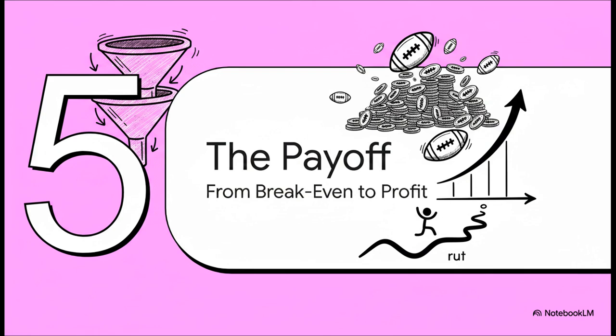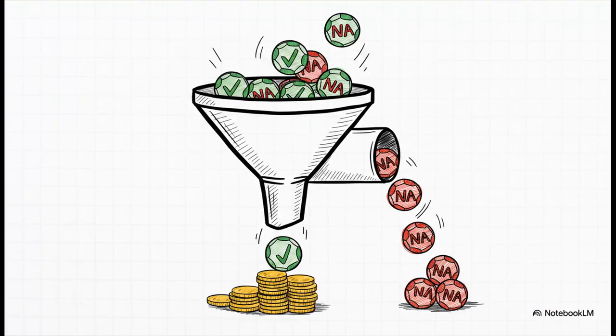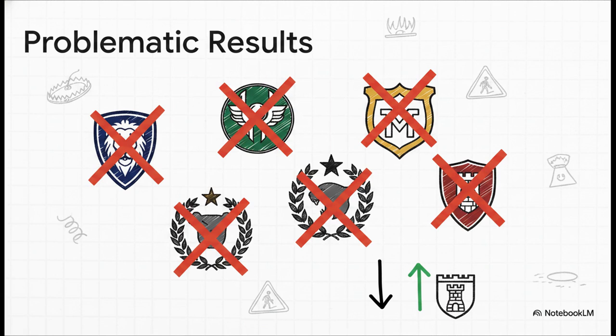So, why go through all this trouble? Well, this brings us right to the payoff. Finally moving out of that break-even rut and into actual consistent profit. You see, the matches we're filtering out, like that Oldham game, are the ones that so often lead to what the source calls NA, or no action, results. In other words, these are the unexpected losses and draws that absolutely kill your momentum and keep you trapped at that break-even point.